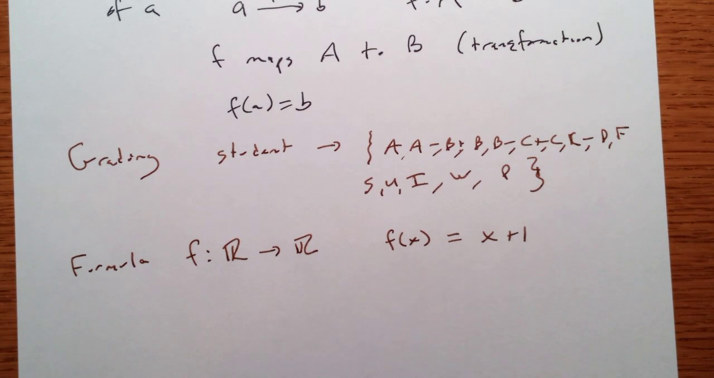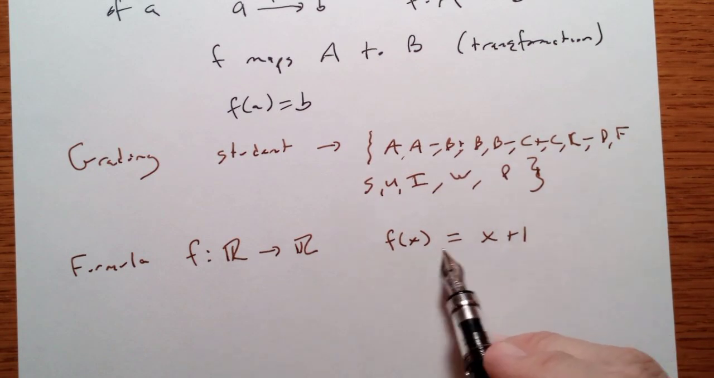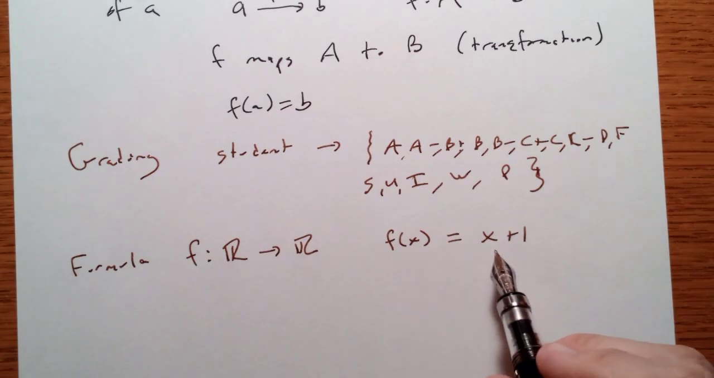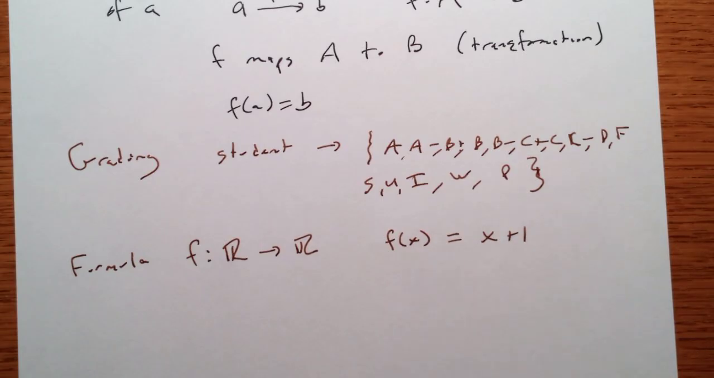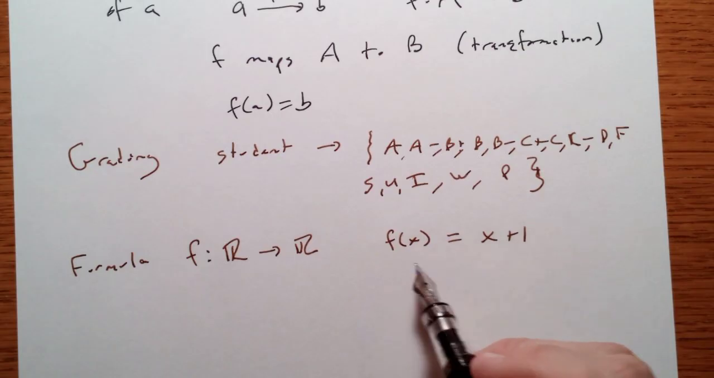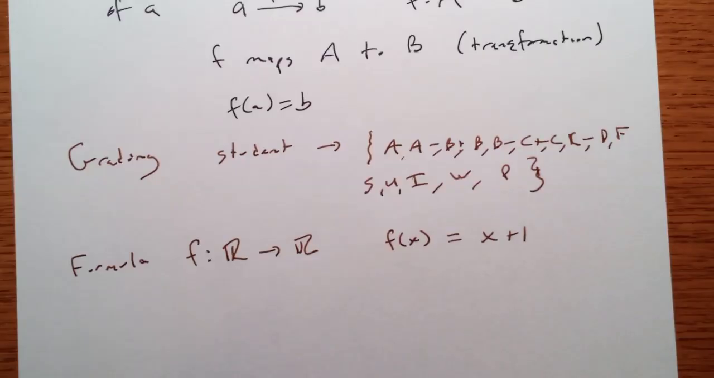I hope this makes sense: no matter what number you pick, there's only one possible output based on that number. F of 7 is 8. F of negative 3 is negative 2. F of 1.372 is 2.372. F of pi is 1 plus pi. As long as I have a real number, I get another real number out.